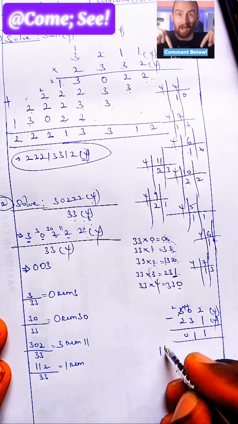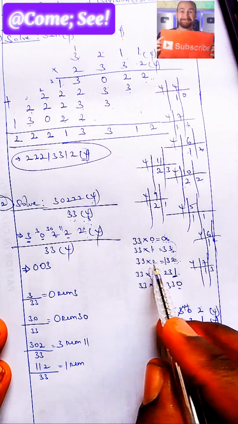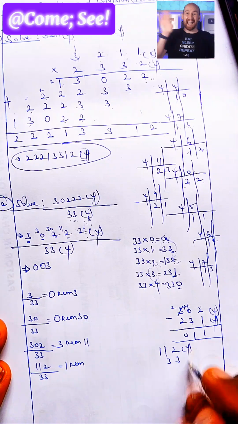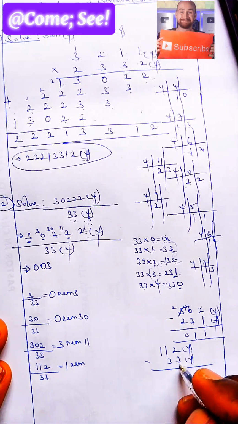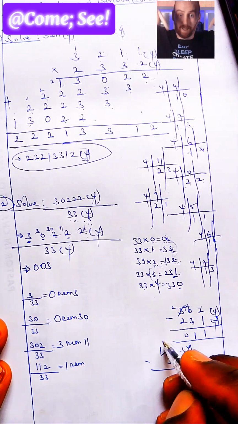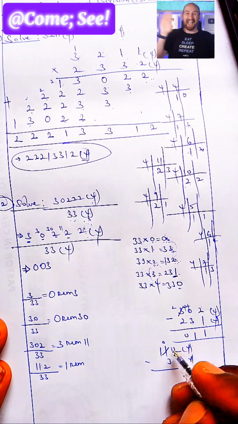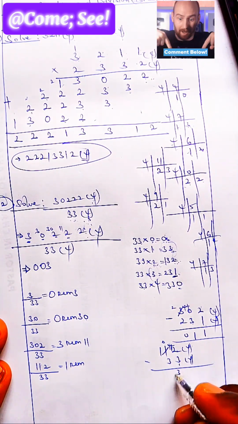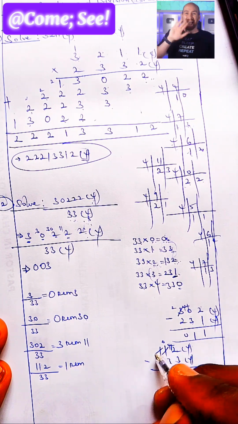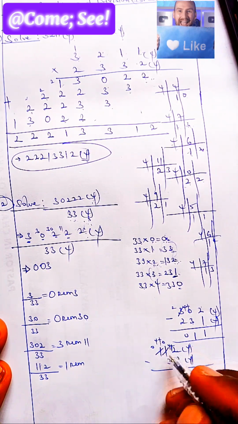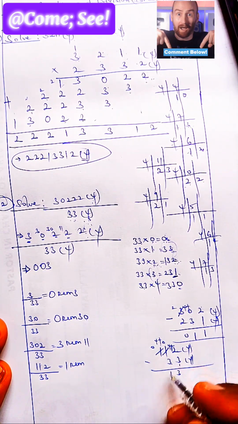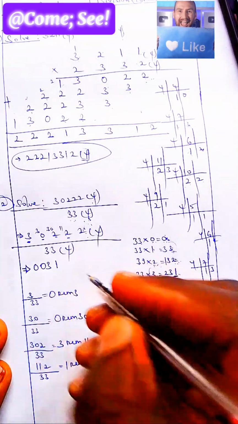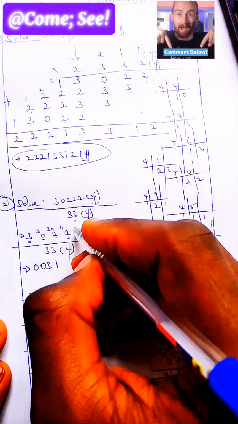Remainder. What are we looking for? 112 minus the answer we chose. We chose 33, both in base 4. So 2 minus 3 is not possible. Borrow 1 from here, 0. Put it here, 12. The one you put here represents 4. I beg your pardon, 4 plus 2 is 6. 6 minus 3 is 3. 0 minus 3 is not possible. Borrow 1 from here, 0. Put your 4 here. 4 minus 3 is 1. So that's 1 remainder 13. So put your 1 here. We have remainder 13 here.